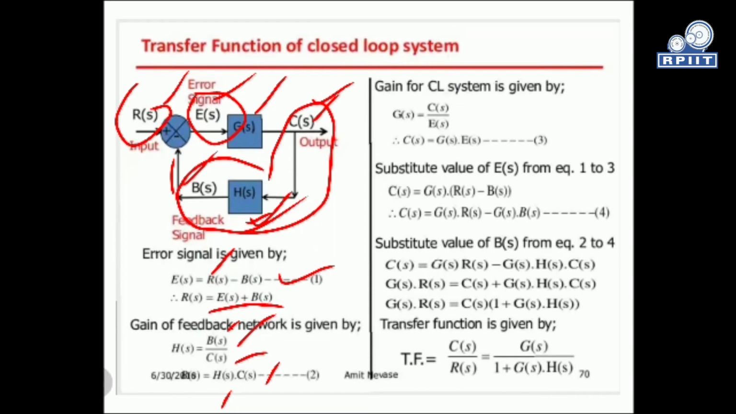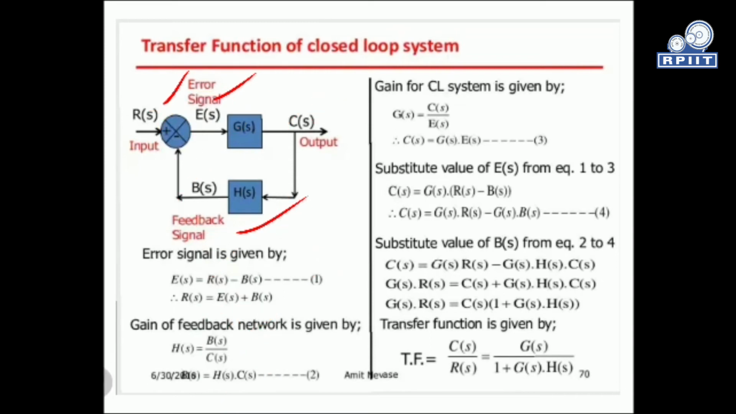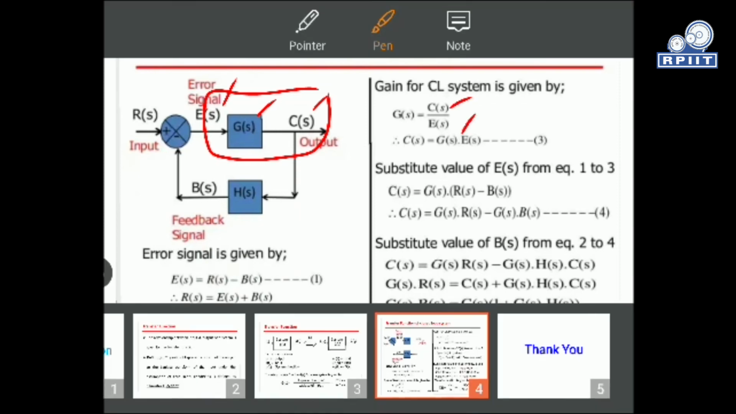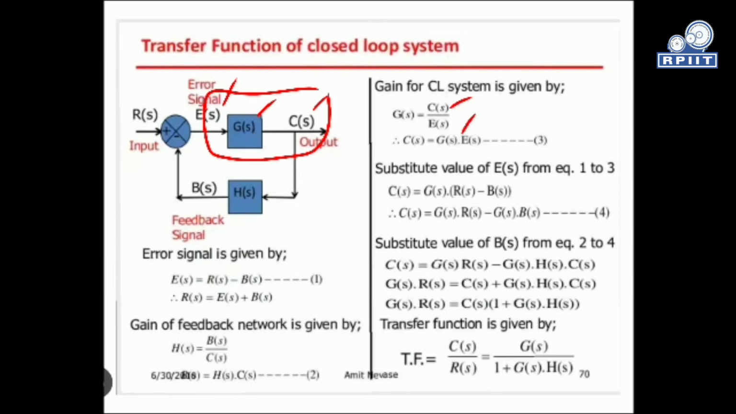Then if we calculate the closed loop transfer function of the system, again we will make a transfer function of this forward path. So you can apply the formula on this equation: the output is C of s, the input is E of s, and the transfer function is G of s. So C of s upon E of s is equal to G of s. Finally we calculate C of s from this equation, and we will get this one.